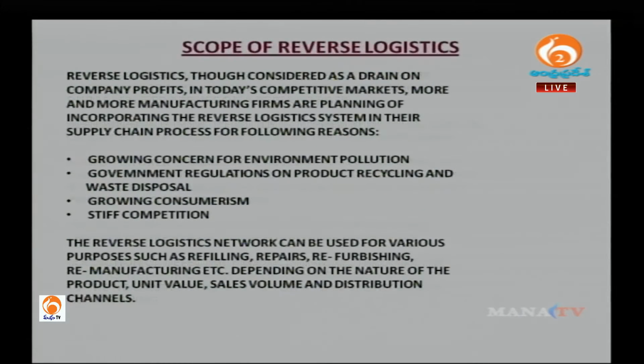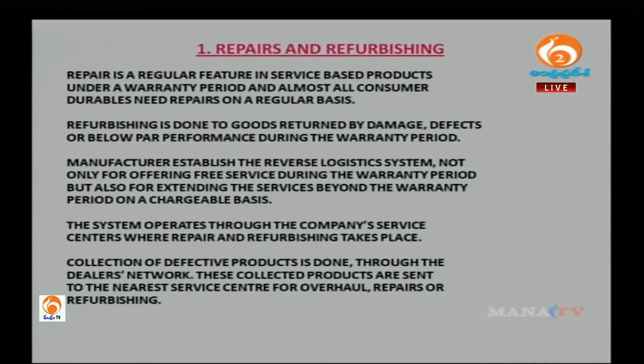So, the first point we discussed was repairs and refurbishing. Repair is a regular feature in service based products under a warranty period. Refurbishing is done to goods returned due to damage, defects or below par performance. Manufacturers established the reverse logistics system not only for offering the services during the warranty, but also for extending the service beyond the warranty period. The system operates through the company services. Collection of defective products is done through the dealers network, then the collected product is sent to the nearest service center.